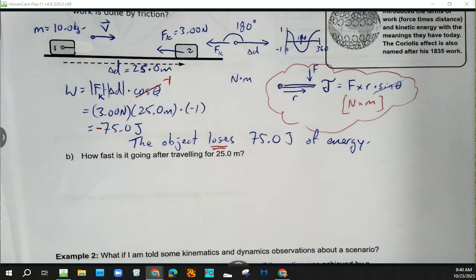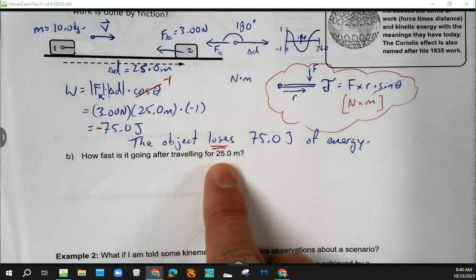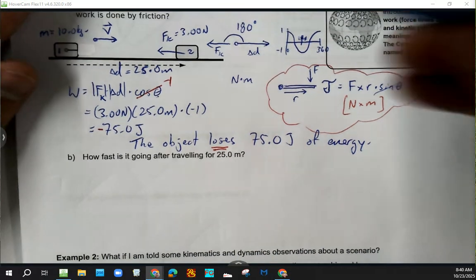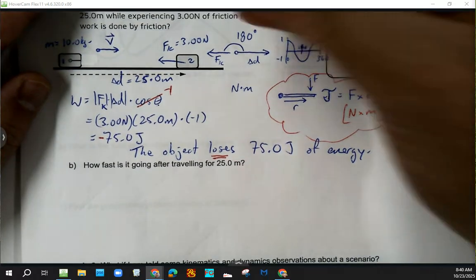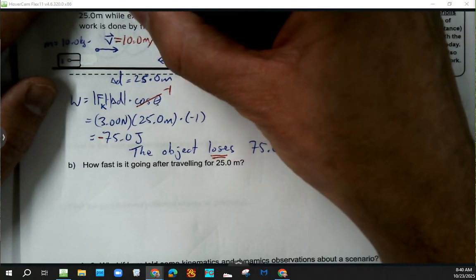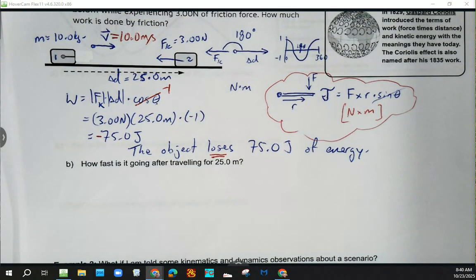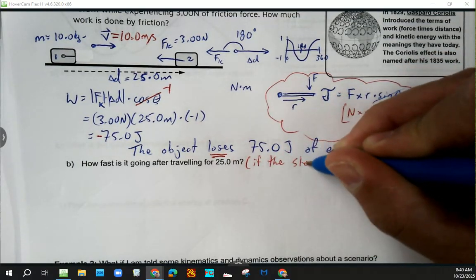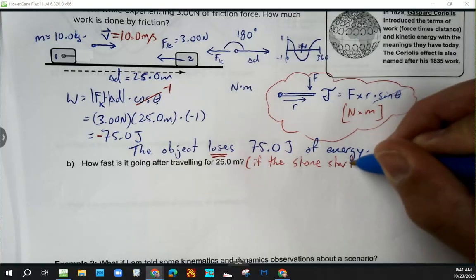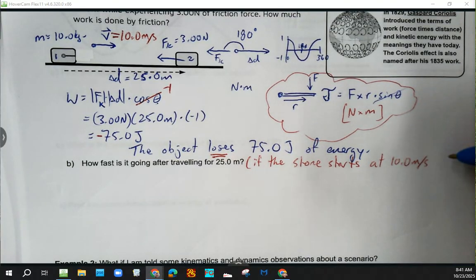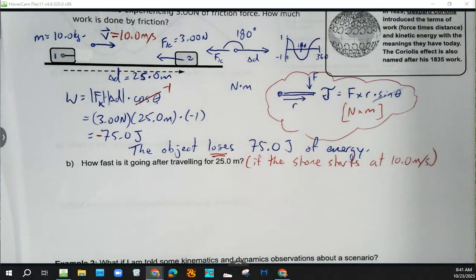All right, so how fast is it going after traveling 25 meters? Well, let's see, maybe we need to know more information about this. And so I'm going to throw more information into this problem. I'm going to say, hey, what I didn't tell you before was that it started off going at 10 meters per second. So let's throw this in here. If the stone starts at 10.0 meters per second, so when it gets released, I suppose.